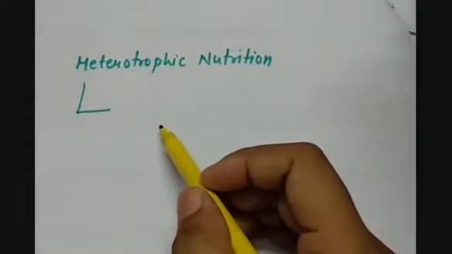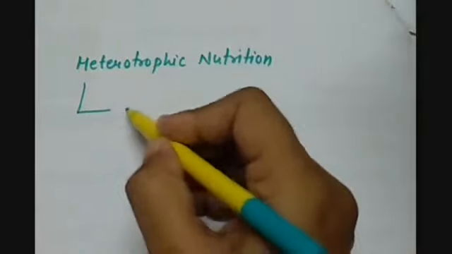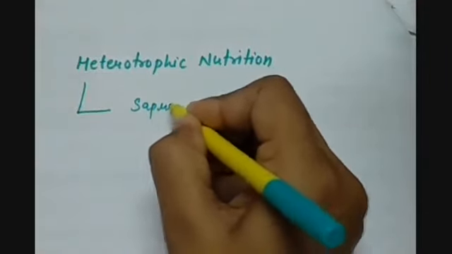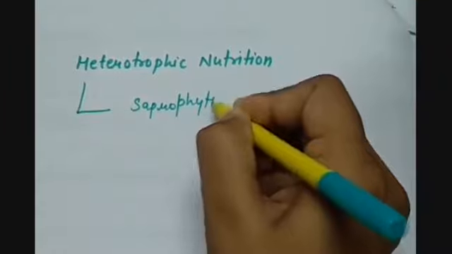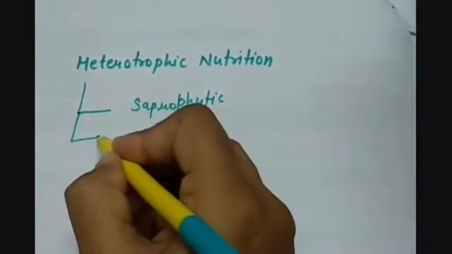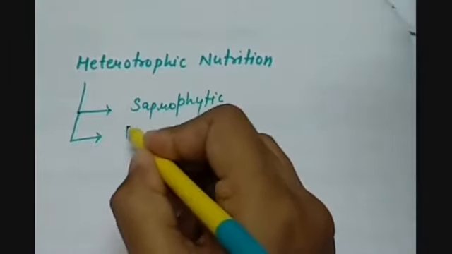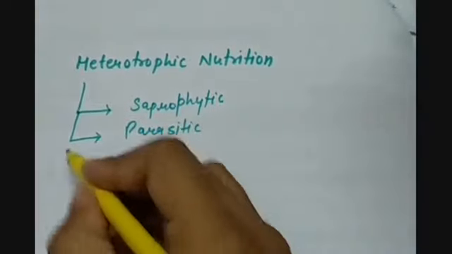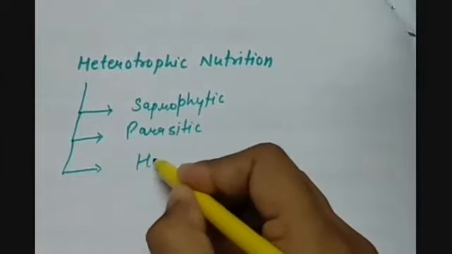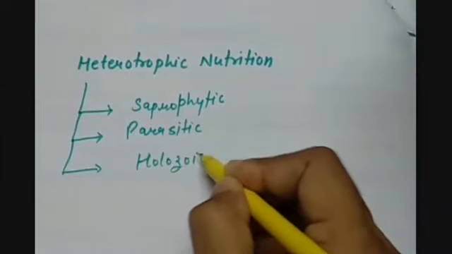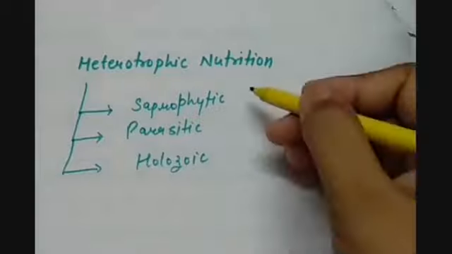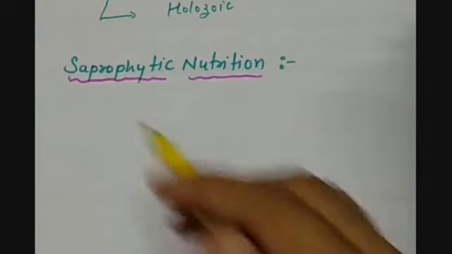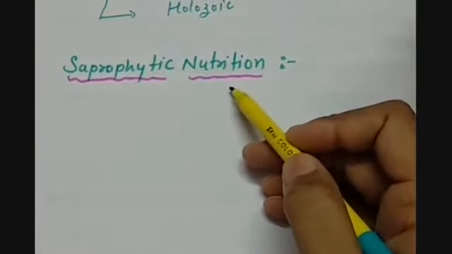Heterotrophic nutrition can be further categorized into three parts. First, saprophytic nutrition. Second, parasitic nutrition. And third is holozoic nutrition. Now let us understand them one by one. So the first type is saprophytic nutrition.